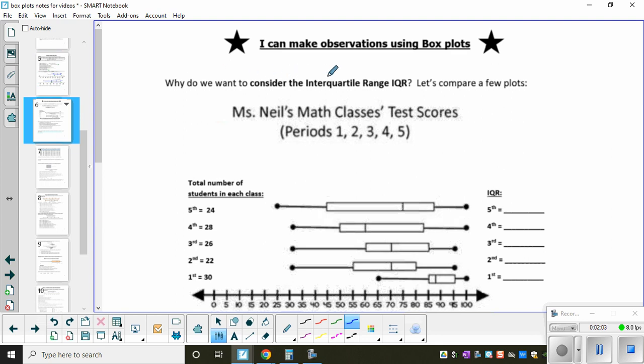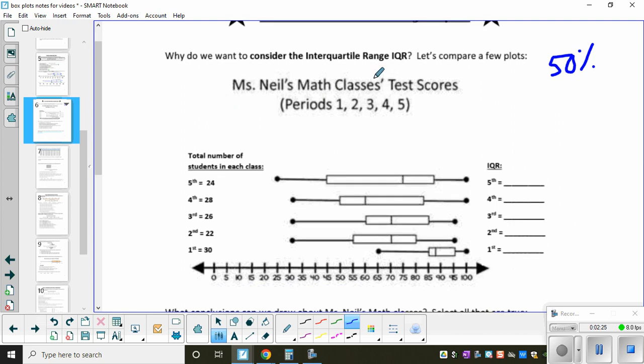When we want to consider the IQR, it's because that represents two of our quartiles, or 50% of the data. A lot of times when we're looking at certain data sets, where 50% of it lies is a pretty good indicator of the data set. So that's why the IQR, or the interquartile range, is something that we care about.